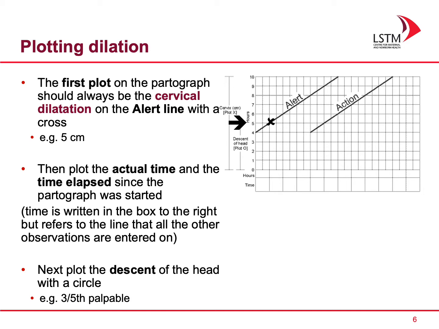Then write the actual time that the vaginal examination took place in the box to the right of the line that all the other observations will be entered on. So it's at 11 o'clock here, and then plot the descent of the head, which is palpated abdominally, with a circle.